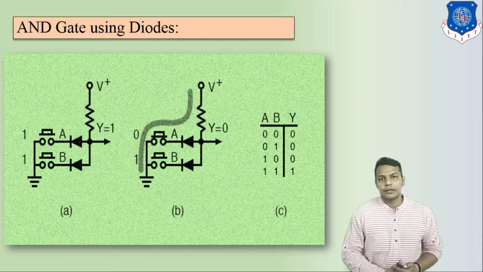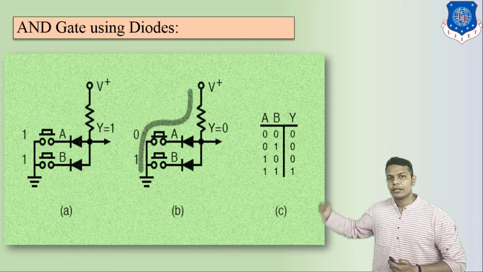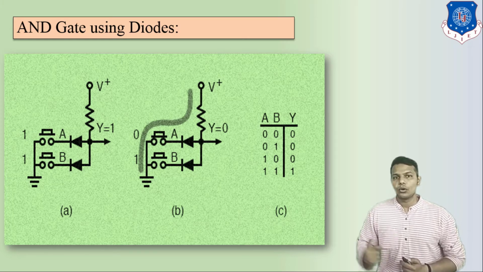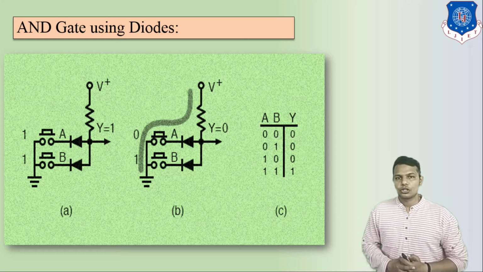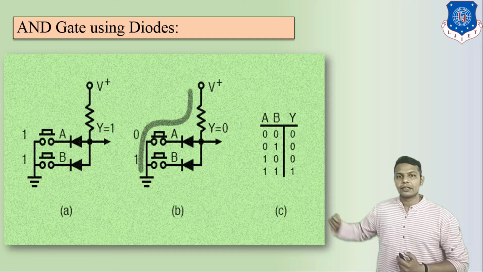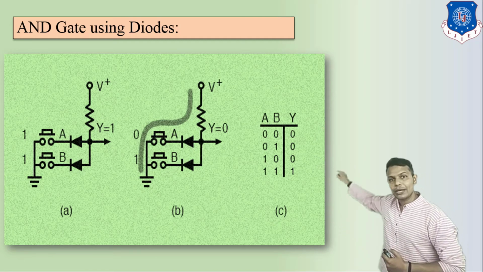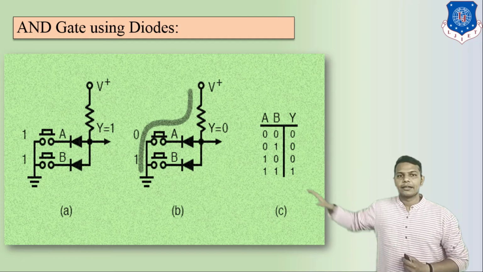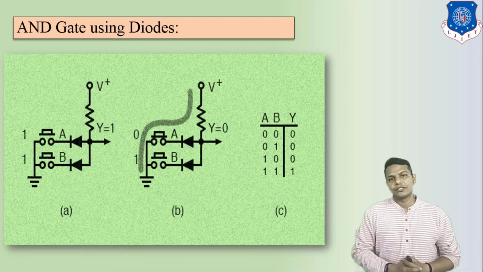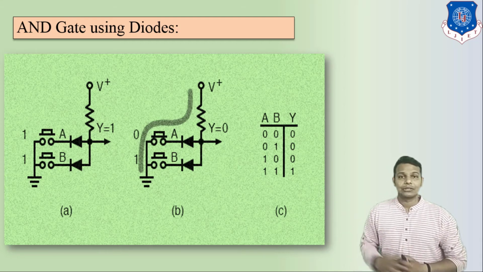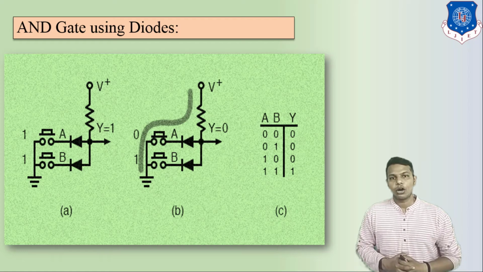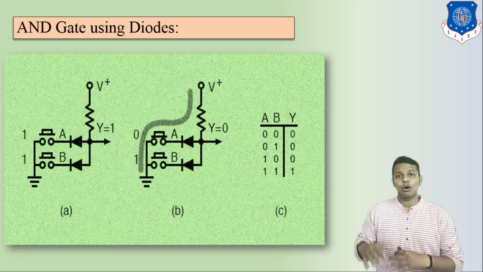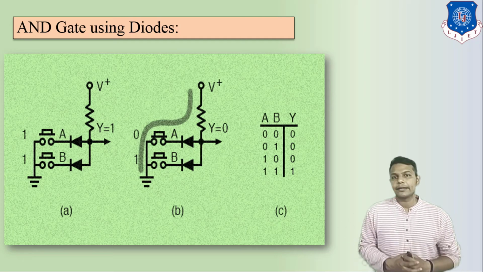Now in B, here we can see there is a closed loop, because A is equal to 0 and B is equal to 1. So A is equal to 0, that means current flows from B to A side. That's why it becomes a closed switch, and that's why here we can see Y is equal to 0 voltage. So this is the practical explanation of AND gate by using diodes. So with the help of diode we can realize AND gate.